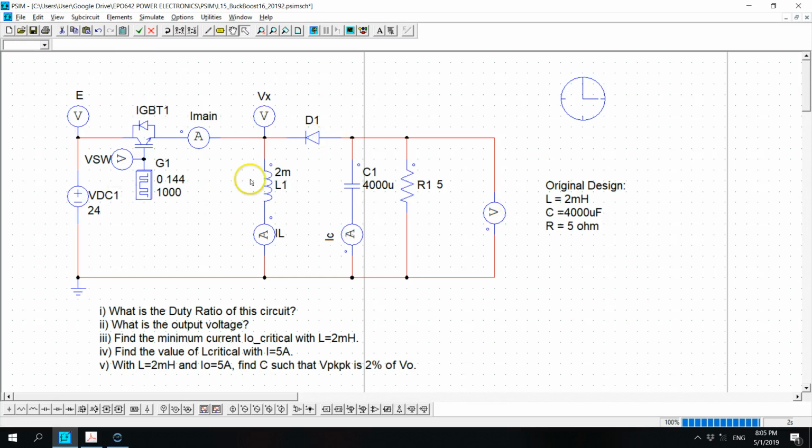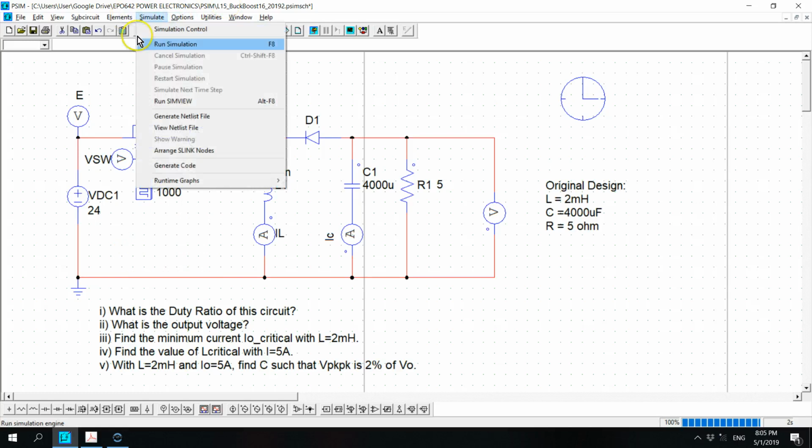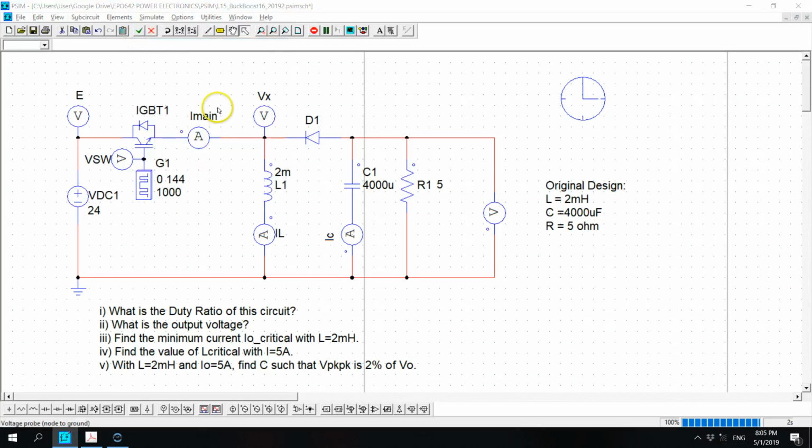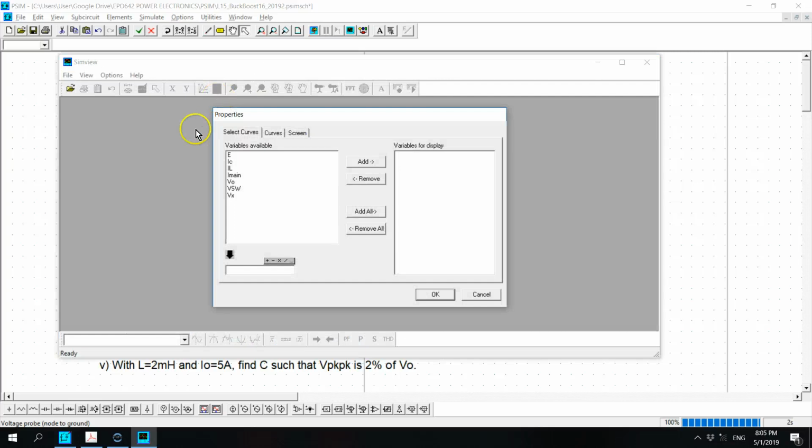This is the original circuit. So the duty ratio is 0.4. The output voltage is 16 volts. So can I simulate that and see, do we get that 16 volt at the output? Right, so V out, look at the IL to see whether it's in continuous or discontinuous operation, to confirm that it operates under continuous current mode. And this is my V out.